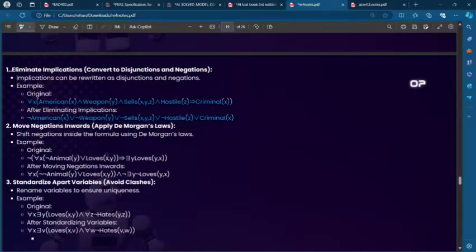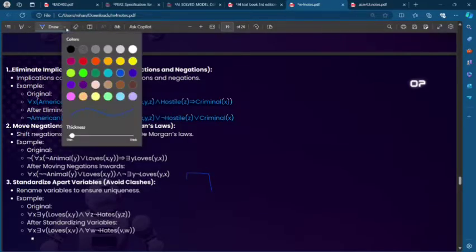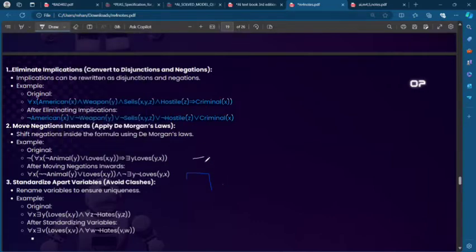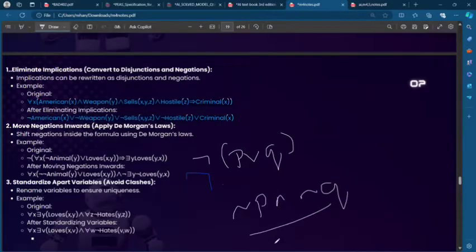Then moving negations inwards, applying De Morgan's rule. You know De Morgan's already, I said, right? Let me just draw it again. Let me take white color. So negation of P, what do we have here? If it is R inside P or Q, what will De Morgan's rule make? It will make negation P and negation Q. Both the literals will have negation, and R will become and. So that's what should happen.